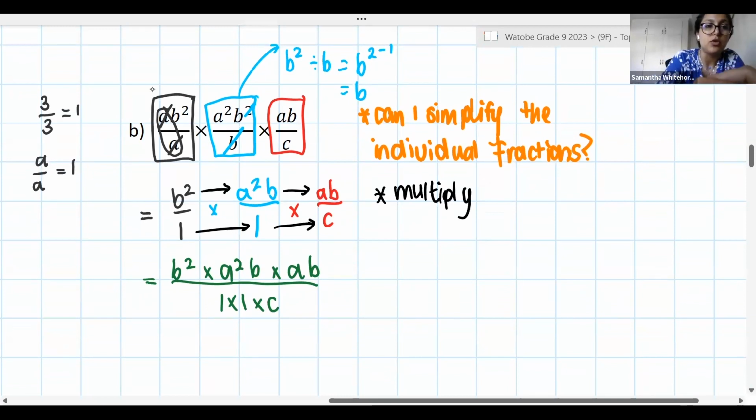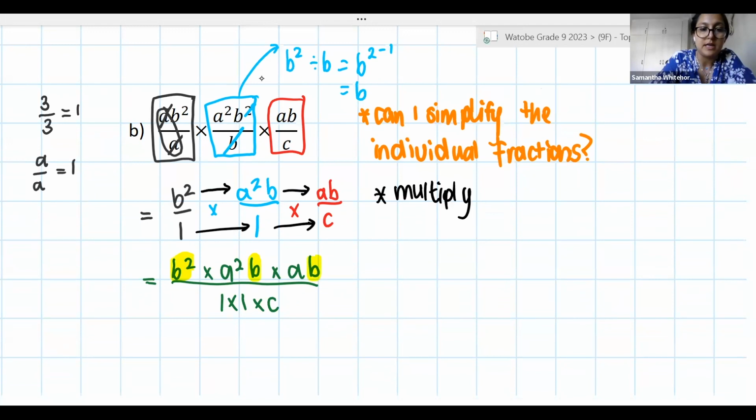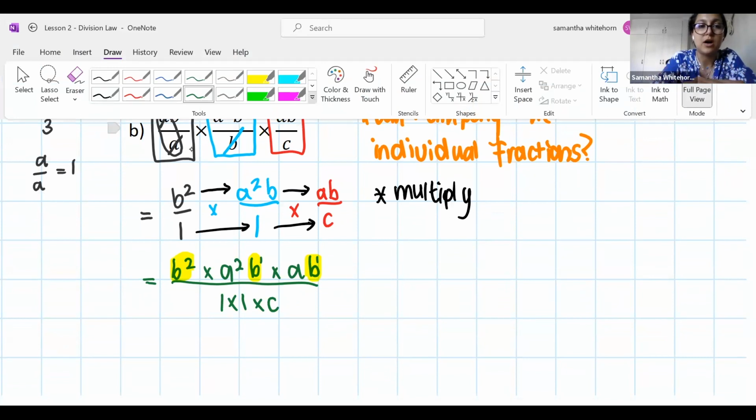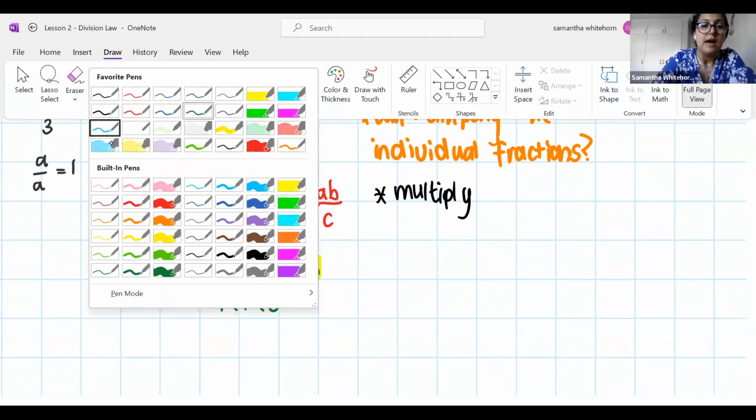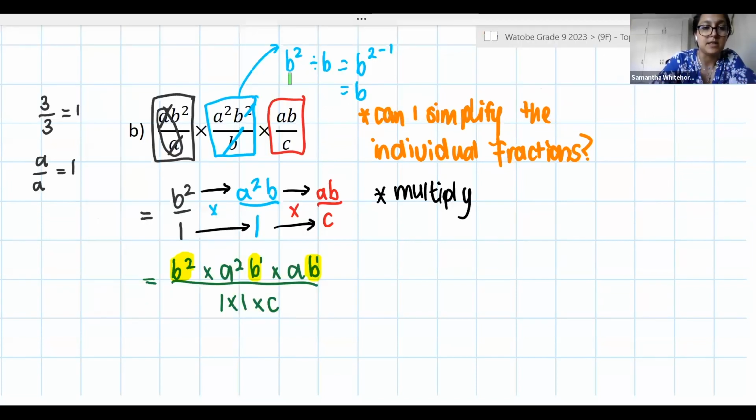Now remember, you can only apply your exponent laws when you have like bases. So here we've got a base of b, here we've got a base of b, and here we've got a base of b. Remember, of course, if there's no exponent written, there is actually an exponent of 1. It's very similar to that ghost 1 that we put in front of our letters. We just don't write it in. We also see that we've got like bases for the a. So we've got an a squared and an a. Again, that a on the end there has an exponent of 1.